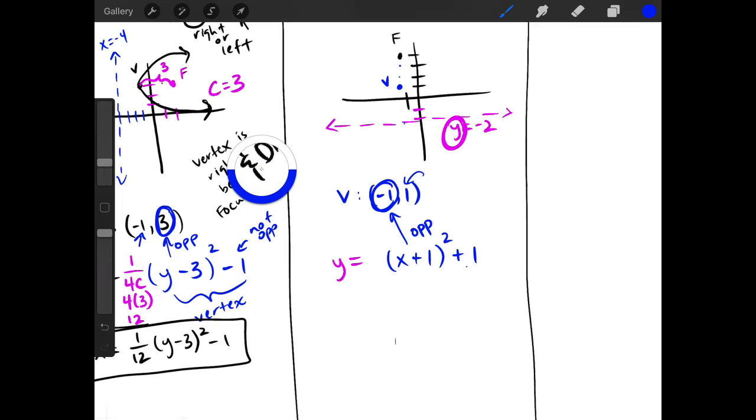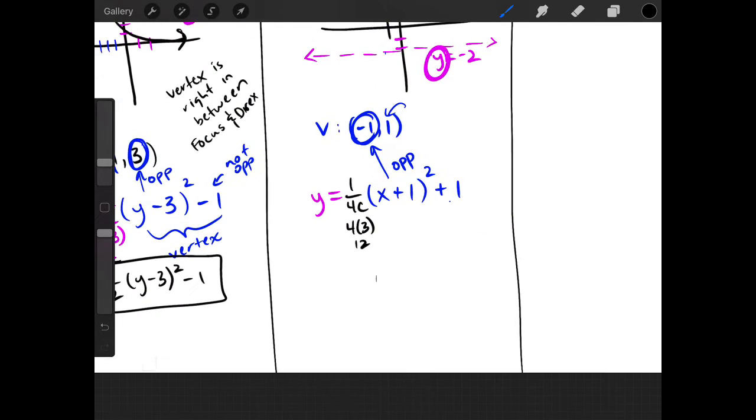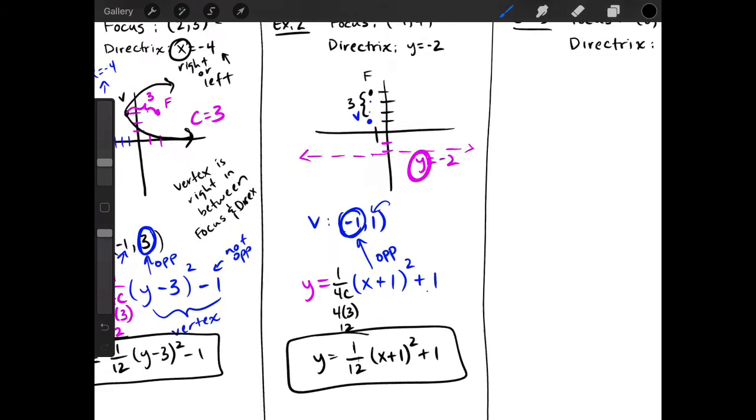And again, to finish off this example here, we need to find our fraction that sits out in front, which is our 1 over 4c. We figure out that distance of c, again it ends up being 3. So we're going to go 4 times 3, that's 12 again. And our final answer, y equals 1 over 12 (x plus 1) squared plus 1.